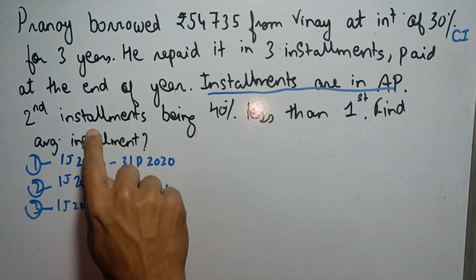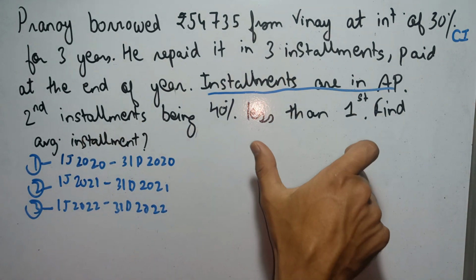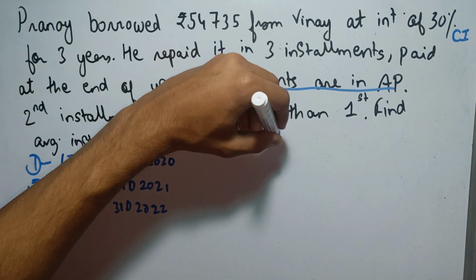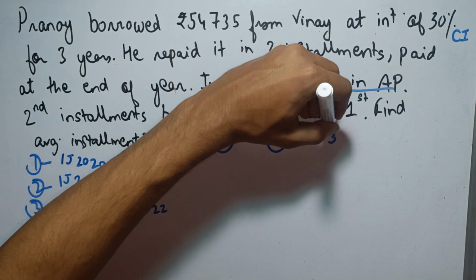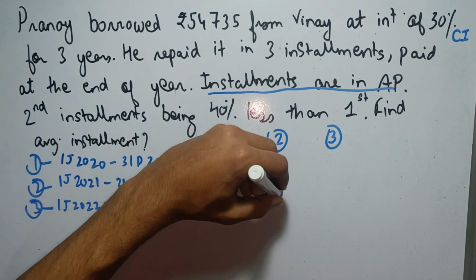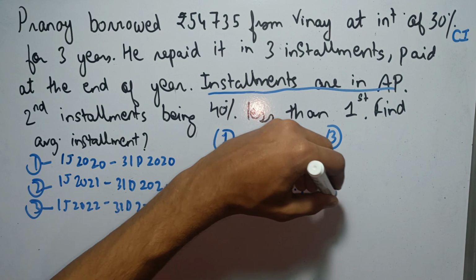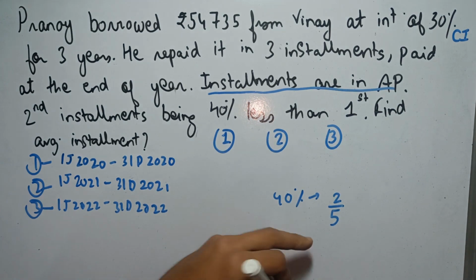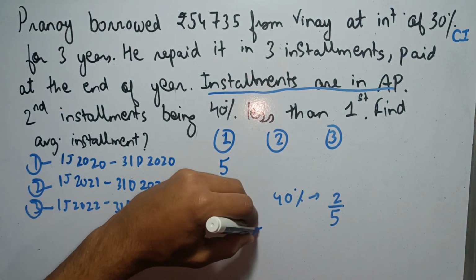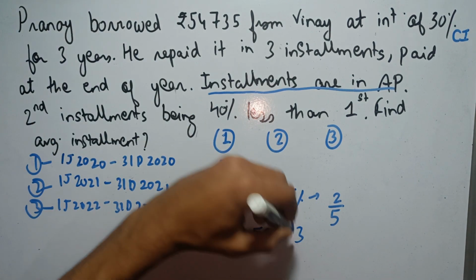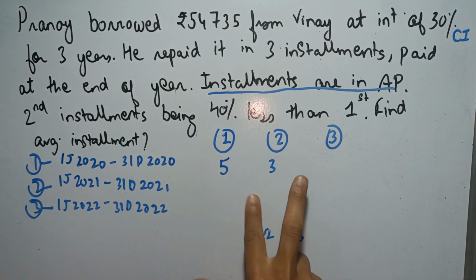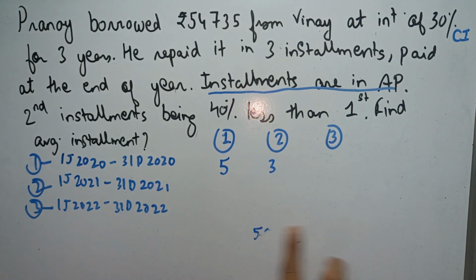Now it's given that the second installment is 40% less than the first one. This is the first installment, second installment, and respectively the third one. The fraction of 40% is 2 by 5. This means my first installment is 5 and 5 minus 2, that is 3, is my second installment. So from here I get that my first installment is 5 and the second one is 3.